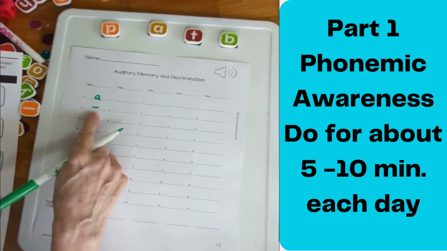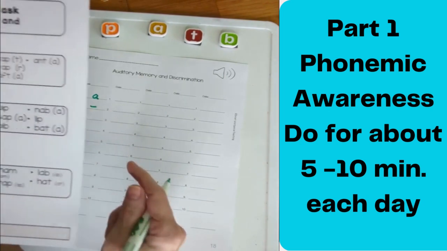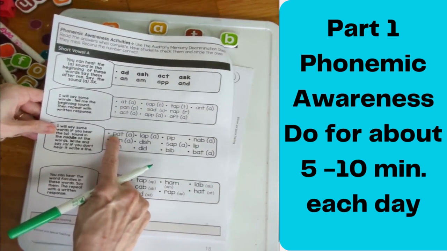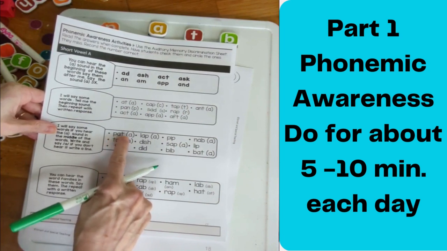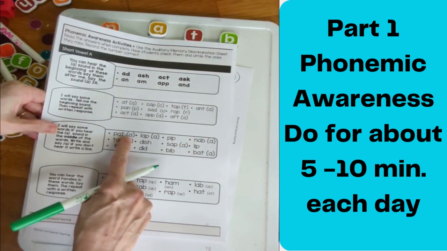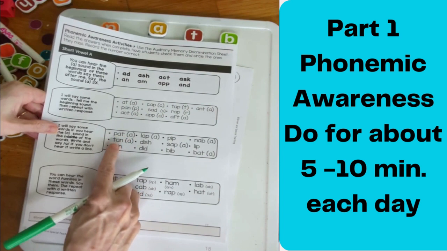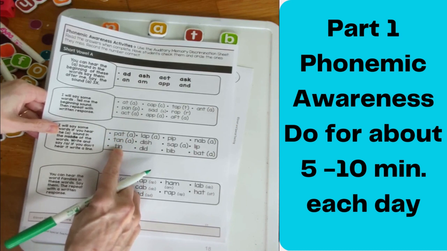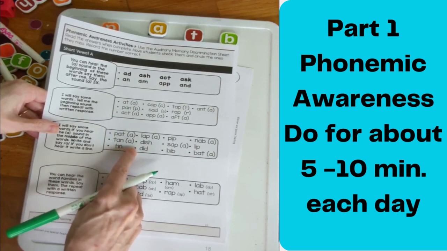And then the next part, they're listening for the "ah" sound in the middle. So if they hear an "ah" in the middle of the word, then they're going to write an A and say "ah". If they don't hear an A, like in the word "tin", they're not going to write anything. They're just going to write a line.